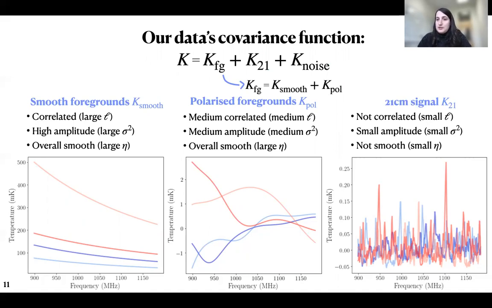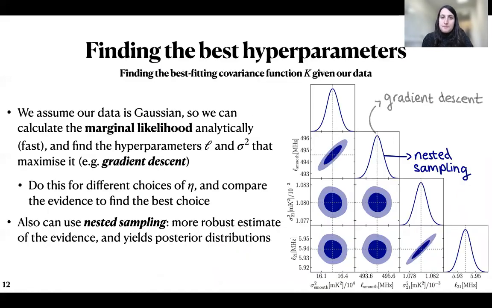Now for the 21 centimeter signal, or H1 signal, we can see that the data is not very correlated in frequency at all, so we expect a very small length scale. The amplitude is also very small. The signal is not very bright, so the variance should be small. And overall, the signal is not very smooth, so we expect a small spectral parameter compared to the foregrounds.